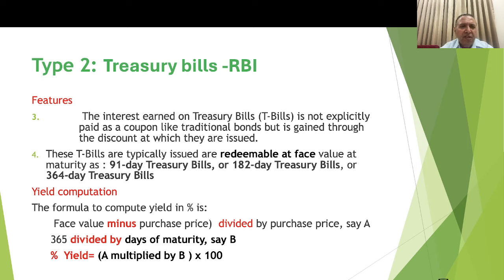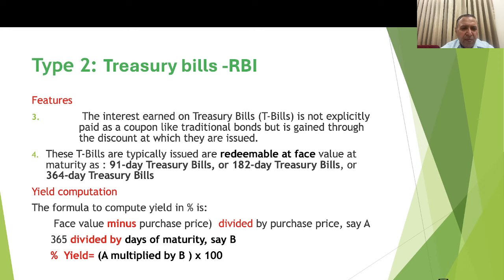Continuing with the features of the treasury bills, the interest on the treasury bills is not explicitly paid as coupon like traditional bonds, but is gained through the discount at which they are issued. Already shared that, and these are redeemable at face value with a maturity of 91 days or 182 days or 364 days.